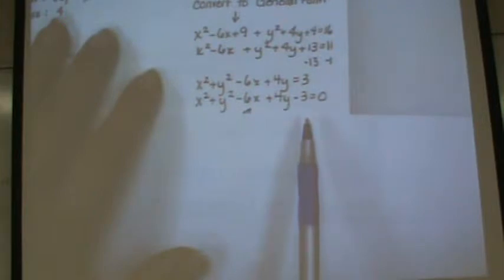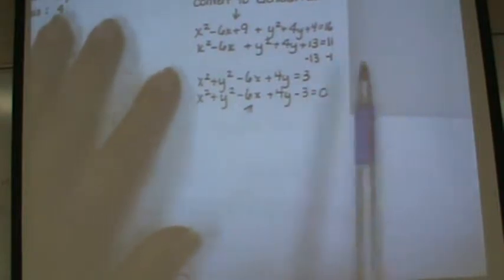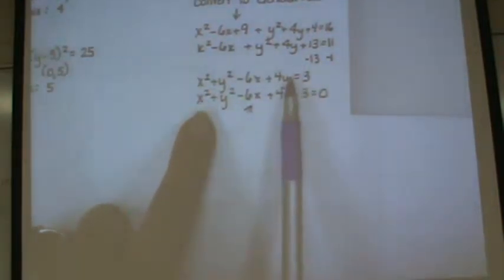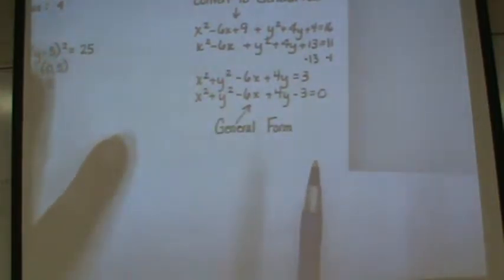Where does the 3 come from? Well, if you bring this over, you get, I'm sorry, did that break off? Oh yeah, I'm sorry. 9 plus 4 is 13, and then they subtracted 13 and got 3. Now, when the constant right here is brought to the other side and the problem is set equal to 0, that's general form.